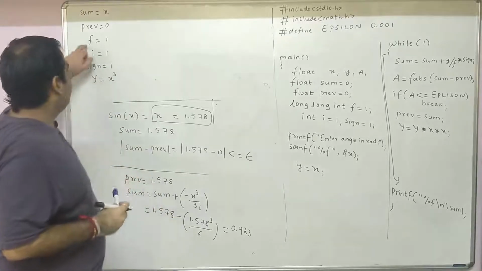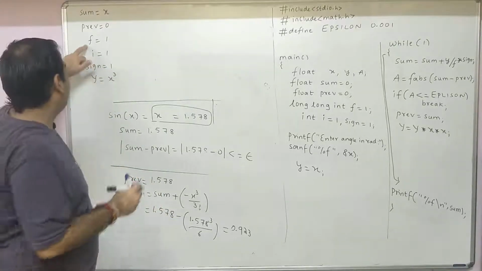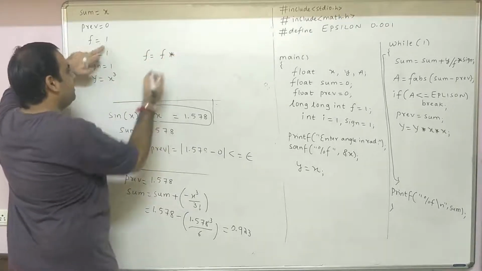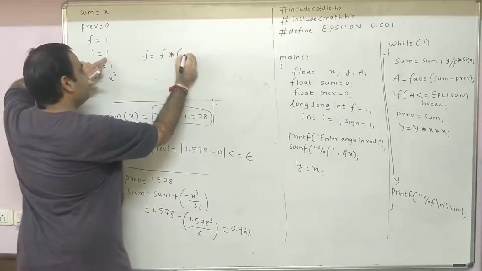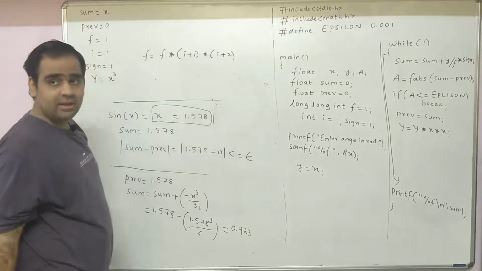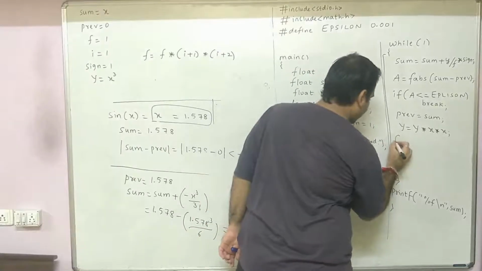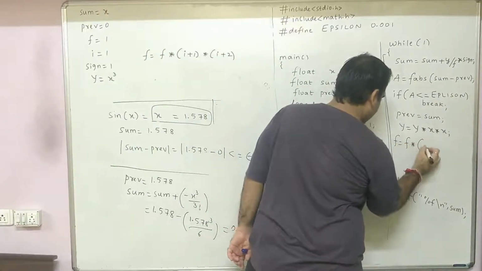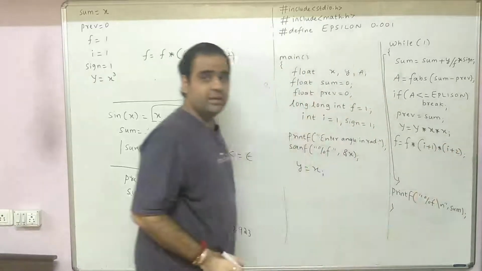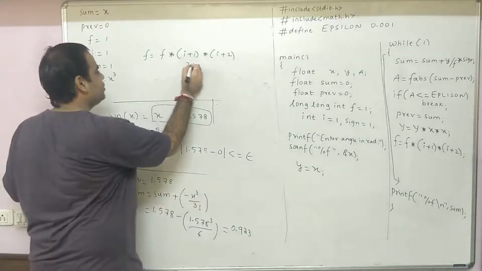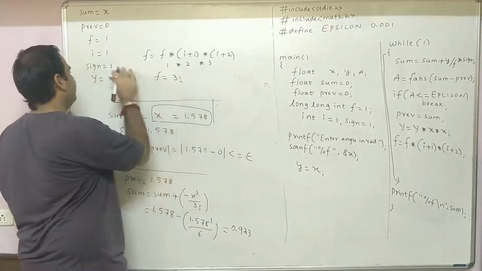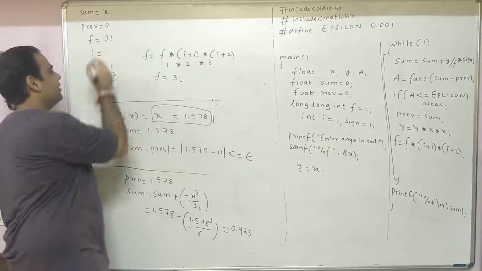Next, you need 3 factorial over here. Therefore, I can say f is equal to, f is 1 factorial multiplied by 2. And how you can get 2? You can say I plus 1 multiplied by I plus 2. Hence, what do I write over here? F is equal to f into I plus 1 multiplied by I plus 2. Now, if you observe here, the value of I is 1. 1 plus 1 is 2, 1 plus 2 is 3, and the value of f is 1. Therefore, f becomes 3 factorial.